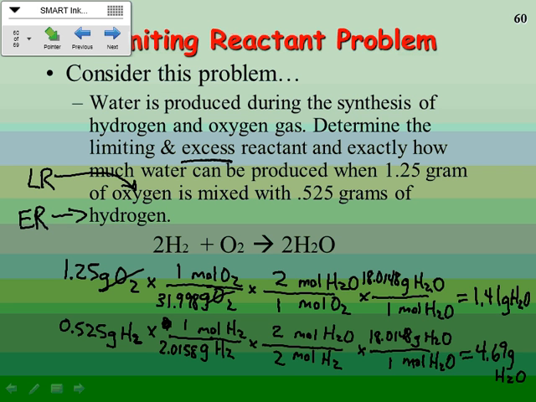And I'm okay if you abbreviate those like that. Is everyone okay with that idea? How I got from these numbers to figuring out which one is limiting, which one's excess? We good? Tell me now if that's confusing you.